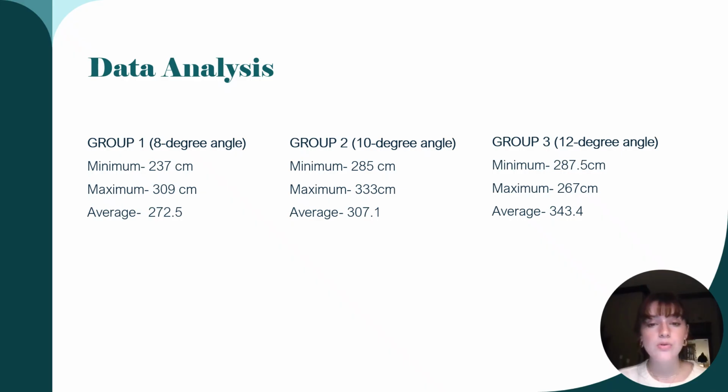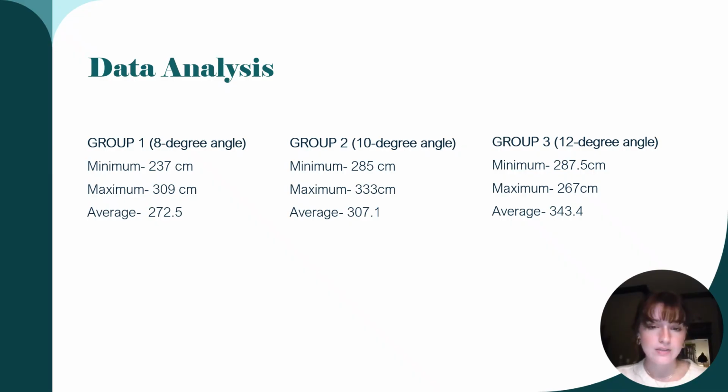And then group 2 in the middle, that's the 10-degree angle. The minimum was 285 centimeters. Our maximum is 333 centimeters, bringing our average to 307.1. And then for group 3, that is the 12-degree angle. Our minimum is 287.5 centimeters, with our maximum at 200. That's supposed to say 300. We're fixing that later. 367 centimeters, with an average of 343.4 centimeters.